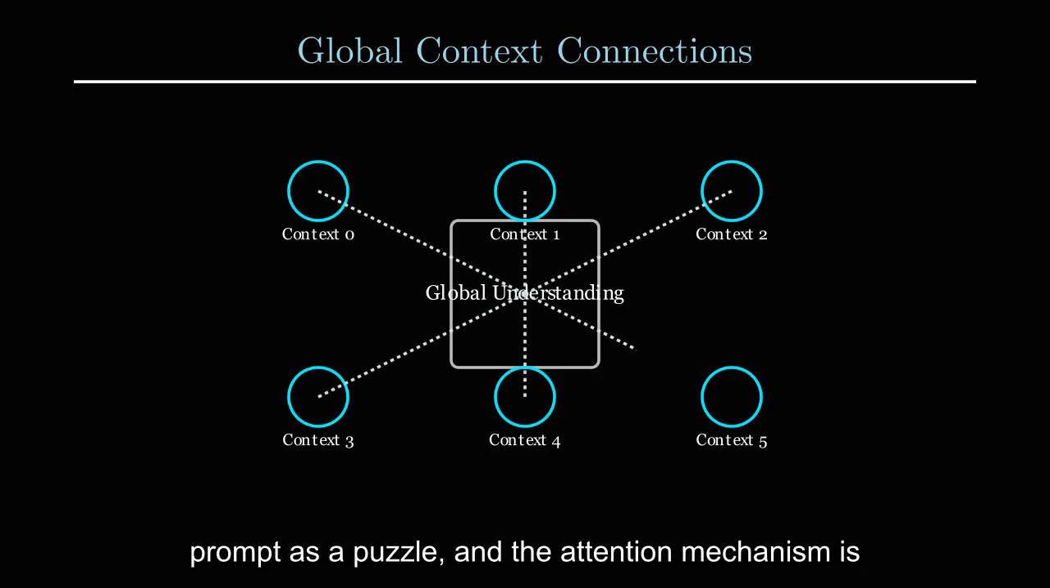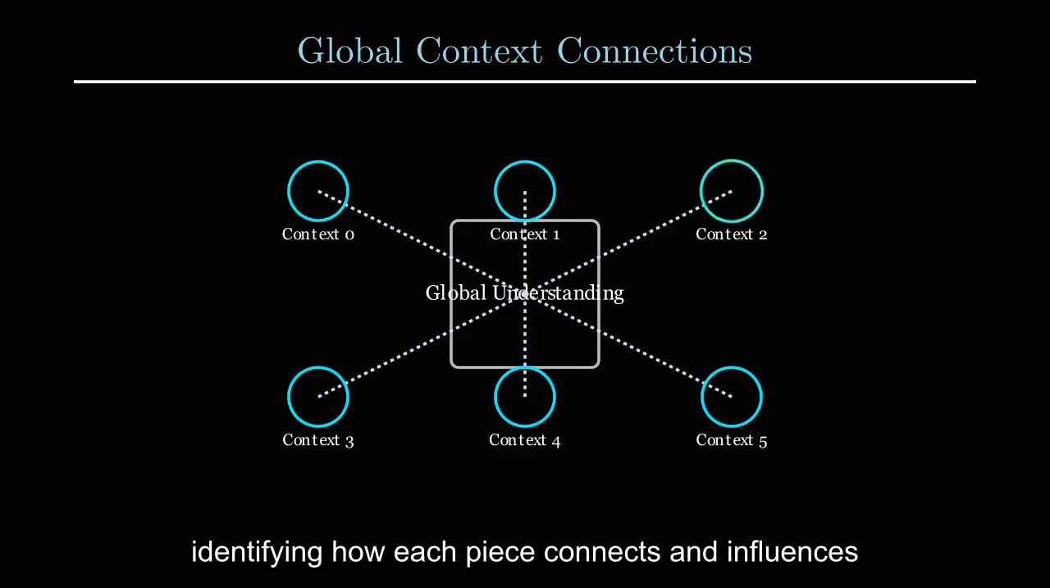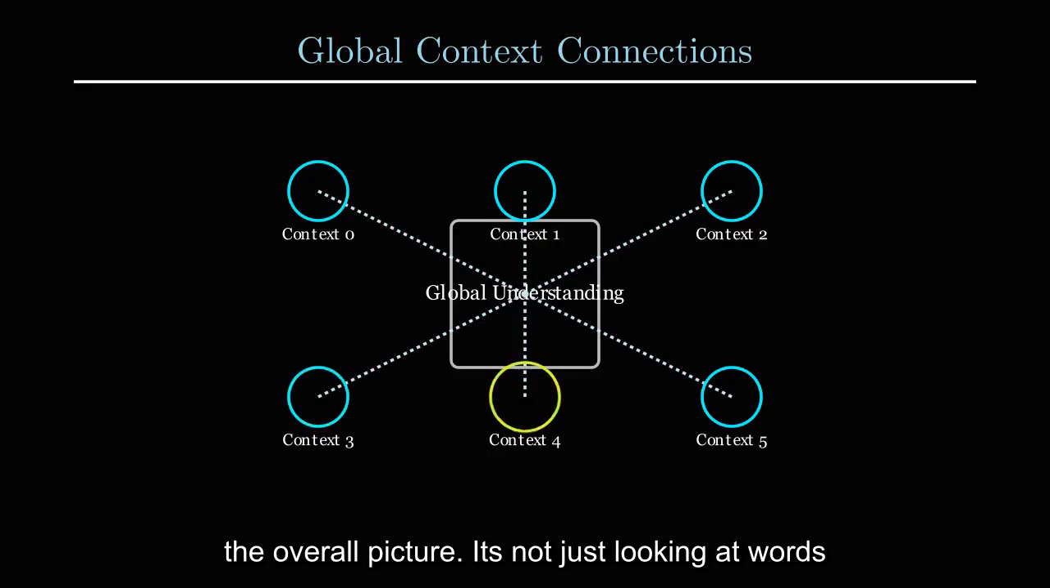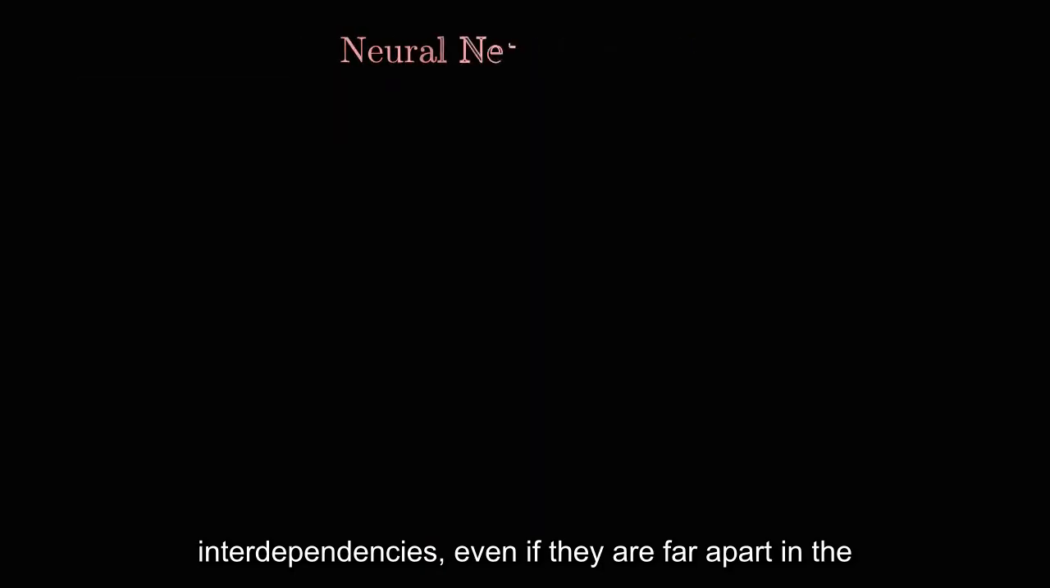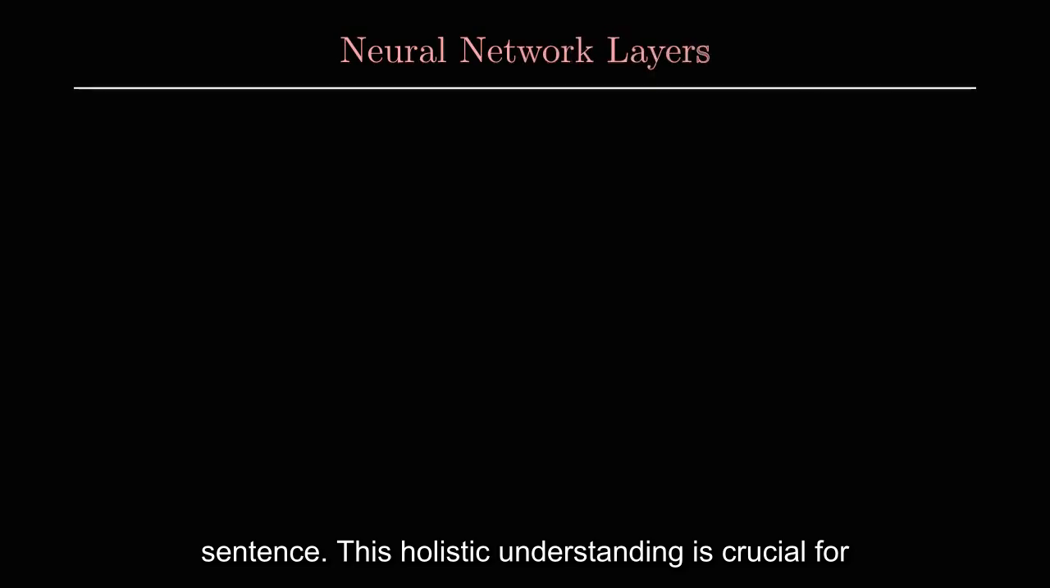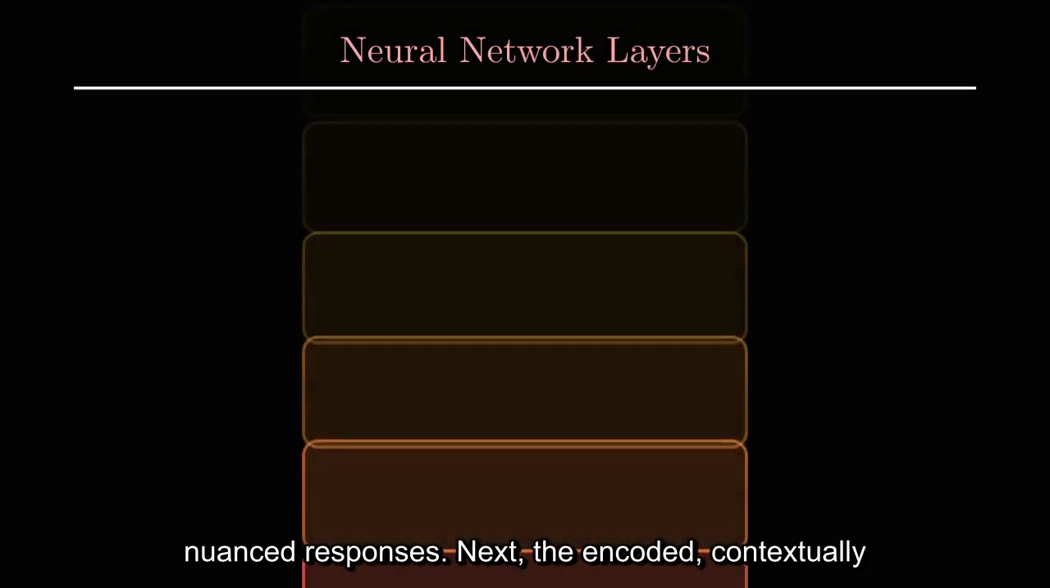Imagine your prompt as a puzzle, and the attention mechanism is identifying how each piece connects and influences the overall picture. It's not just looking at words in sequence but understanding their interdependencies, even if they are far apart in the sentence. This holistic understanding is crucial for nuanced responses.